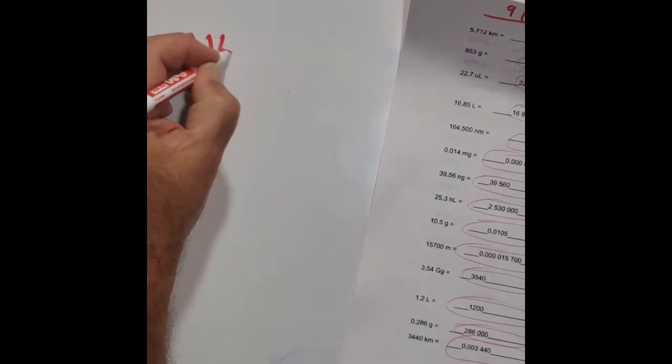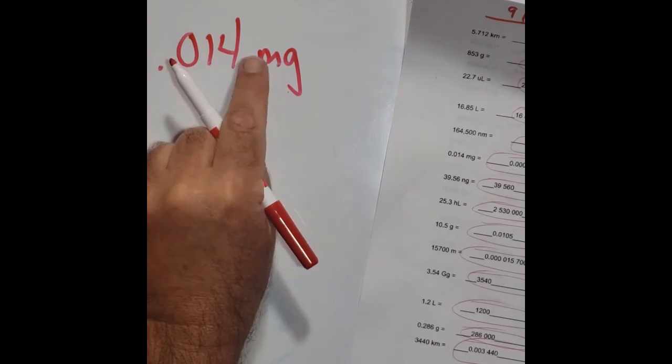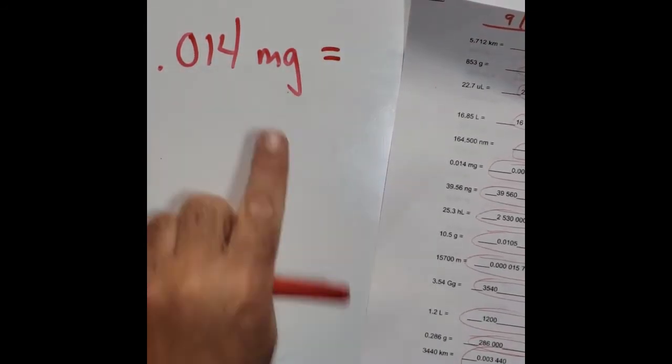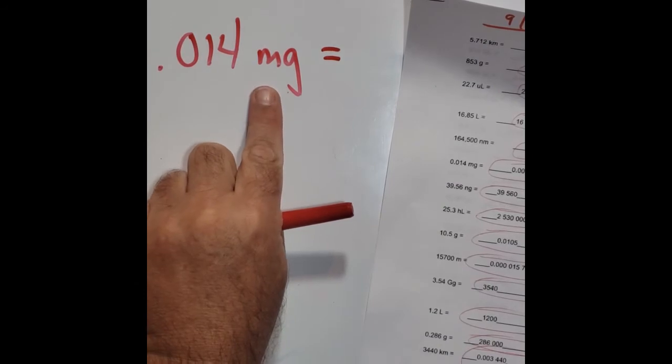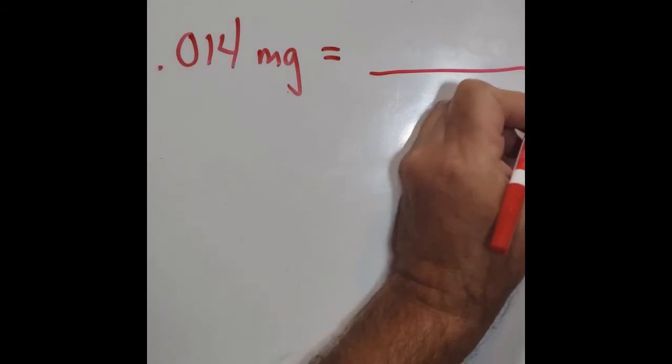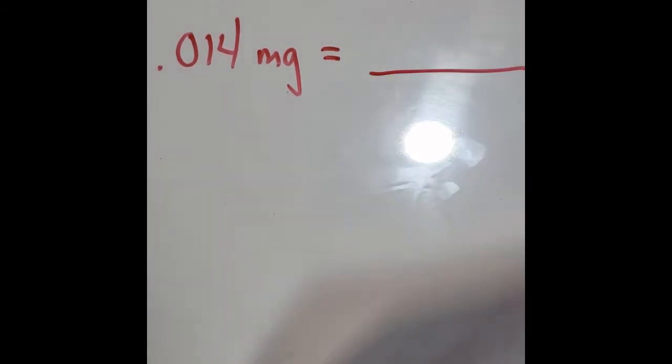And let's do the next one. It's going to be 0.014 mg. Little m is milli. Don't confuse that with the big M, which is mega. Right, little m is milli. So this is milligrams, which is a measurement of mass. And I want to convert that just to plain old grams. That's the base unit.